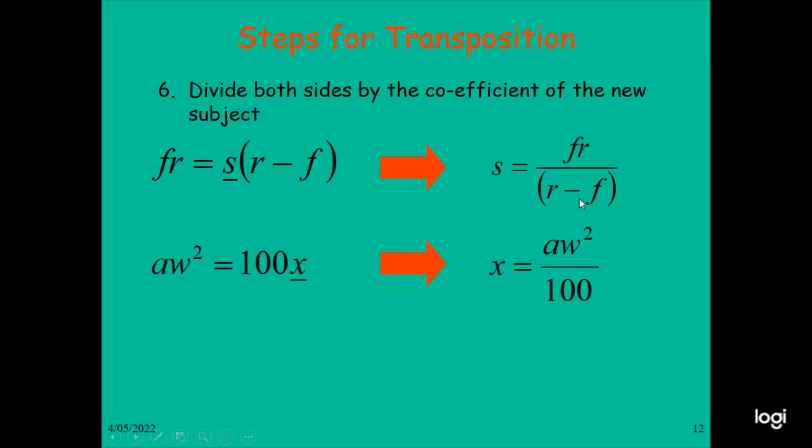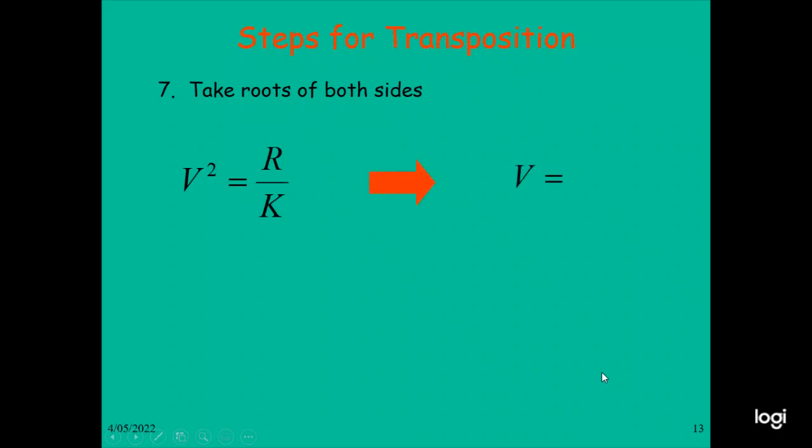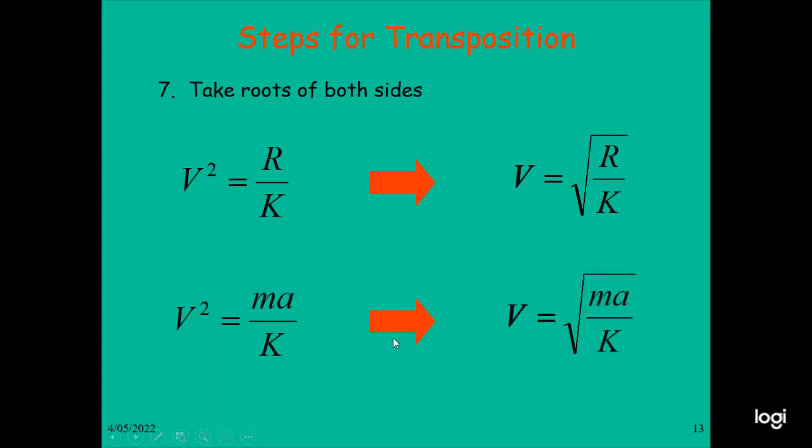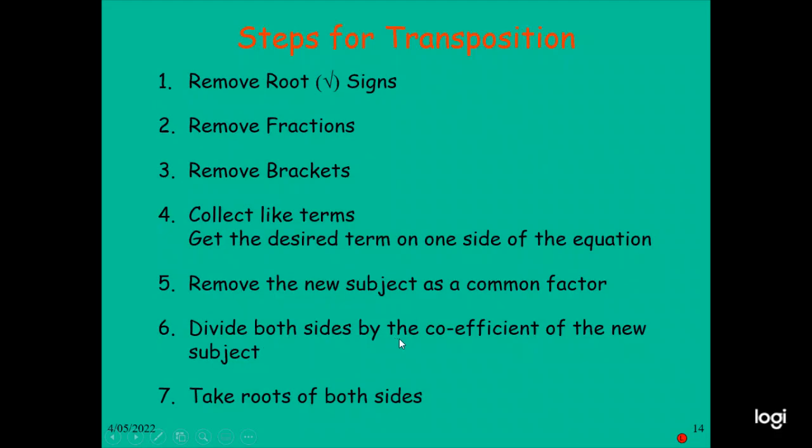AW square equals 100H. In this case, H equals AW square divided by 100. P equals KV square. In this case, V square equals P by K. Take the root of both sides. If you see V square equals P by K, V equals the square root of P by K. So the steps of transposition: you have to remove the square root sign, remove the fraction, remove the bracket, collect the like terms, get the desired terms on one side of the equation, take out the new subject as the common factor, divide both sides by the coefficient of the new subject, and take roots of both sides.